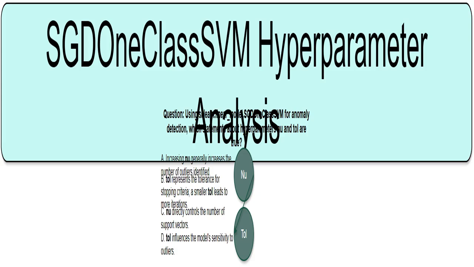I'm analyzing the hyperparameters nu and tol used in the SGDOneClass support vector machine SVM algorithm for anomaly detection within Sklearn. I'll focus on how these parameters affect outlier identification in the model's training process. It's like tuning a radio. Nu and tol are the knobs we adjust for optimal performance.